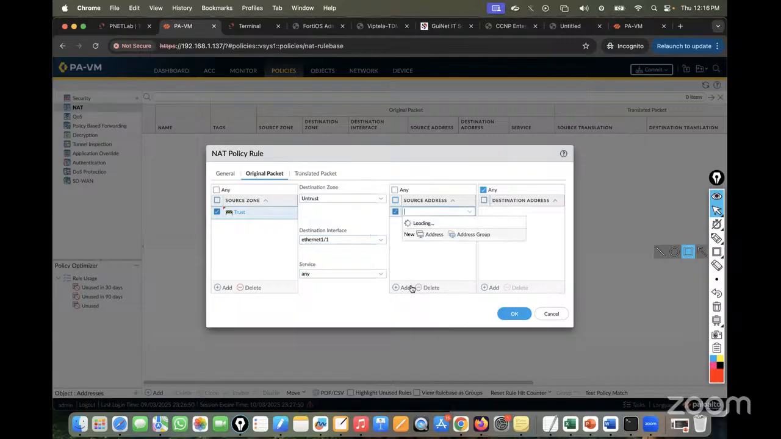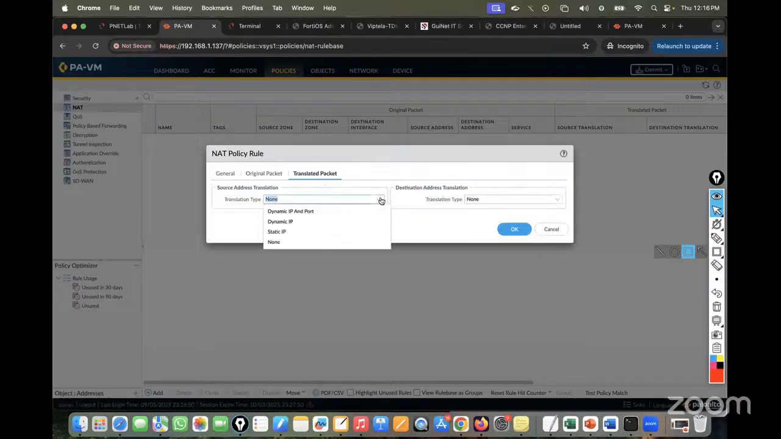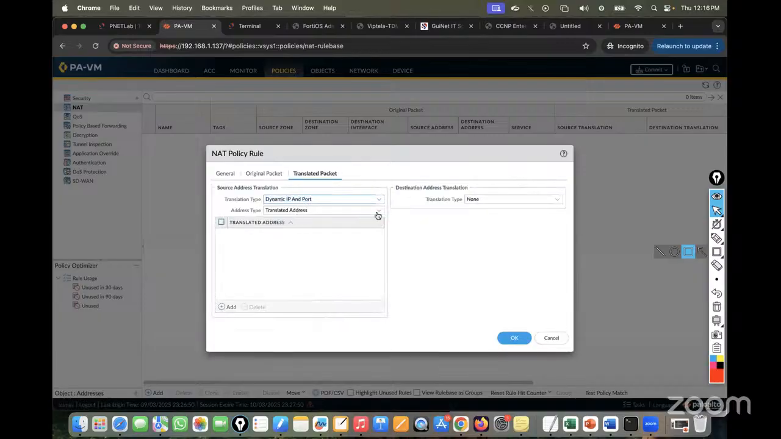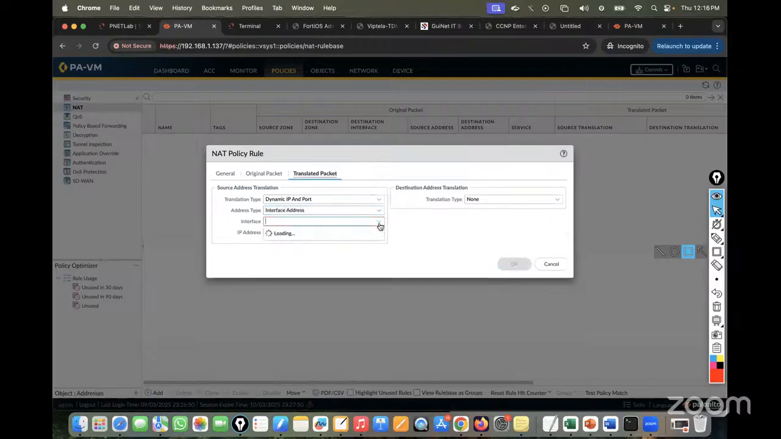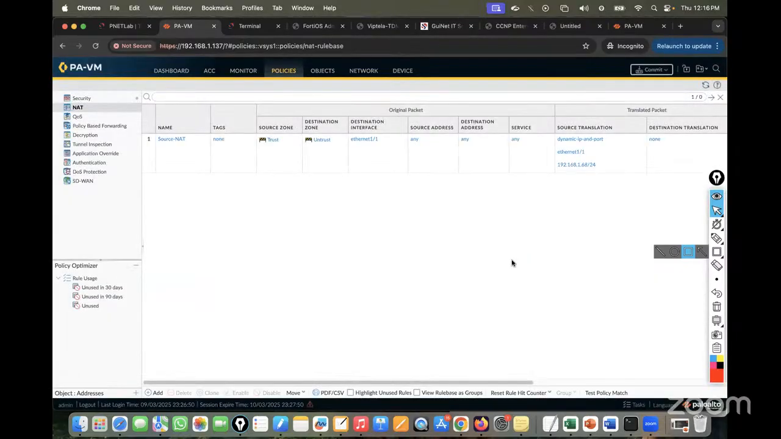For source address, let's leave it as any address coming. For any destination address, I want to translate. Basically, I'm going to do it with PAT. I'll explain what PAT is, but let's understand how the packet is going to be processed. So I'm saying NAT is also required. Security policy is required, NAT is also required.